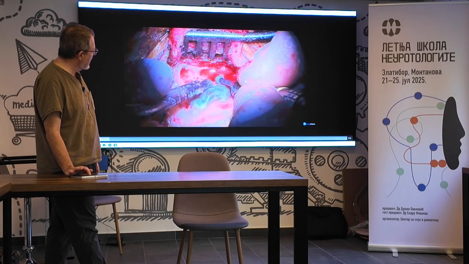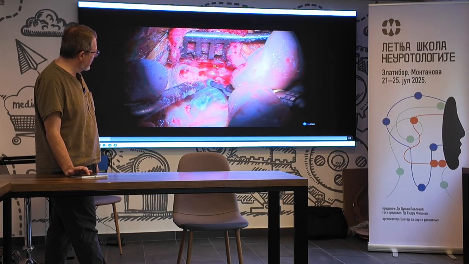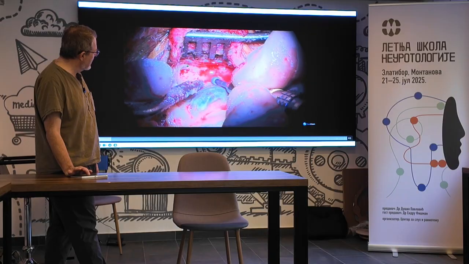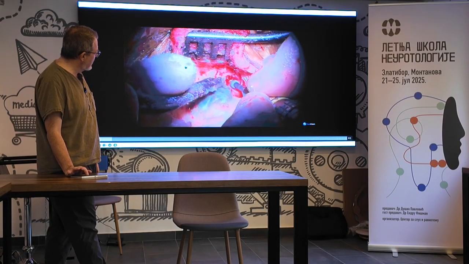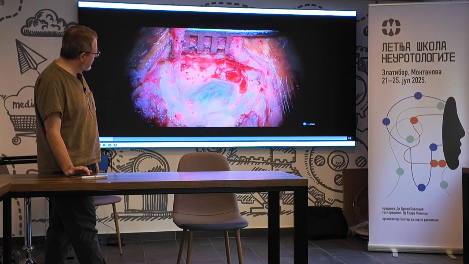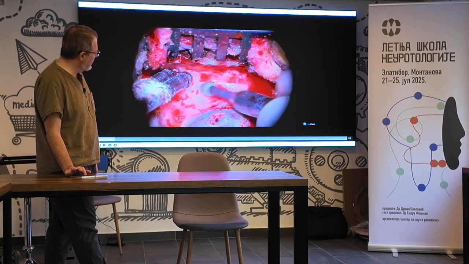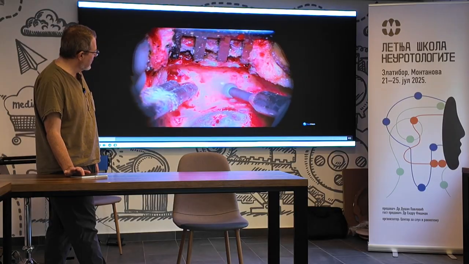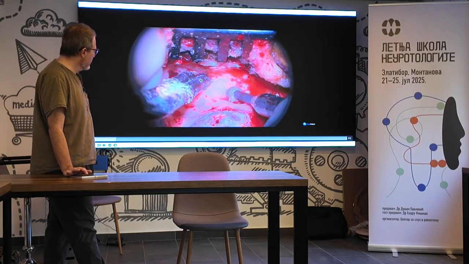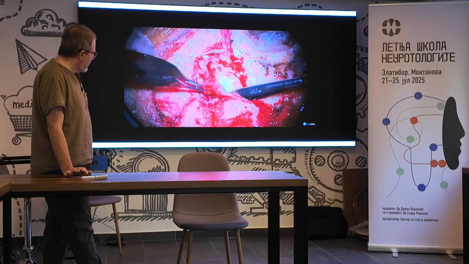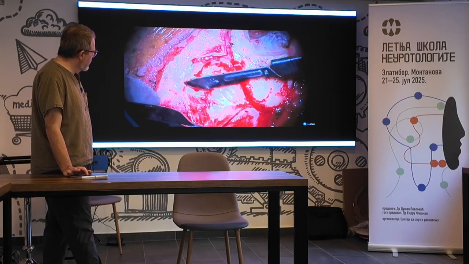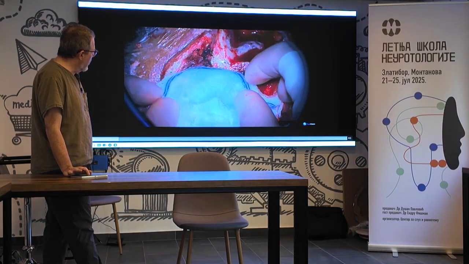This is the back of the canal wall, the external auditory canal, the sigmoid sinus. This is the aditus with the incus, and this is the lateral semicircular canal and the posterior semicircular canal. And here I'm identifying the facial nerve going down to the mastoid tip. So I'm also now preparing the bed for the BAHA.